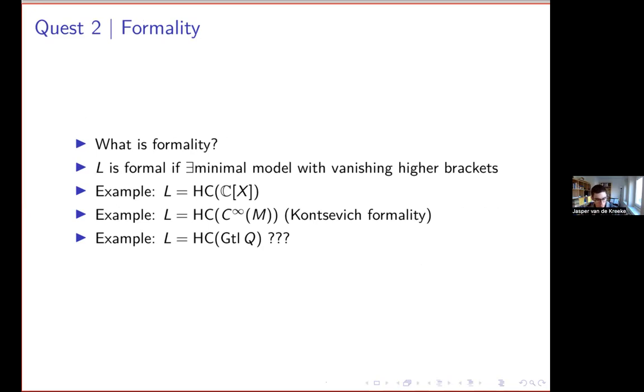Now, I have a list of examples. So who of you believes that the Hochschild DGLA of a polynomial ring in one variable is formal? Raise your hand. Okay, who believes it's not formal?